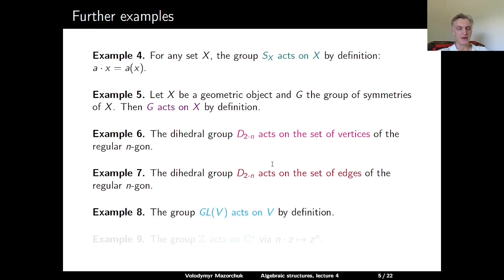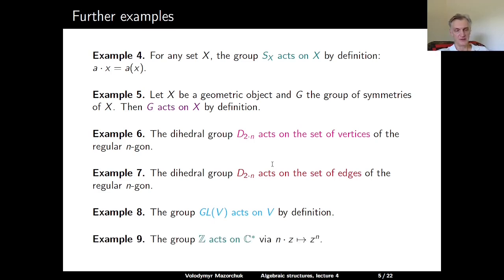Another example, by definition, the general linear group on a vector space V acts on this vector space V, because any element of this group is a bijective map from V to itself. It's a bijective linear map, but in particular it's just a bijective map, and the product is the composition. So we have the defining action of GL(V) on V.